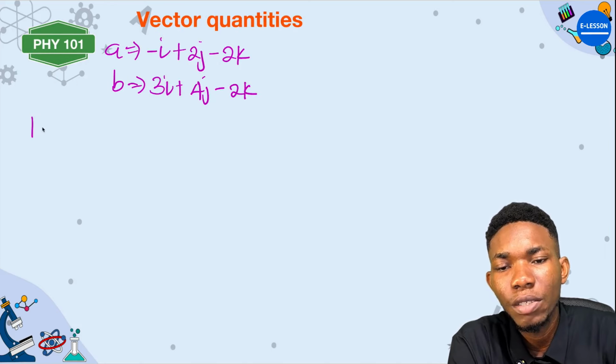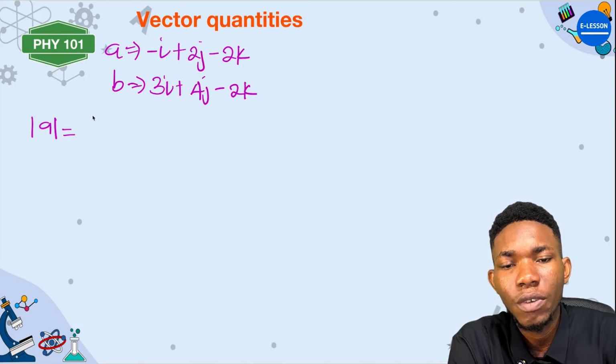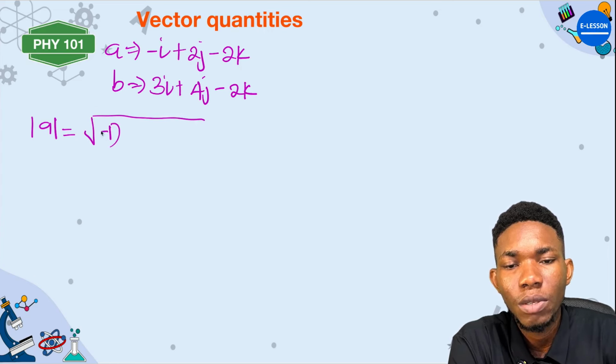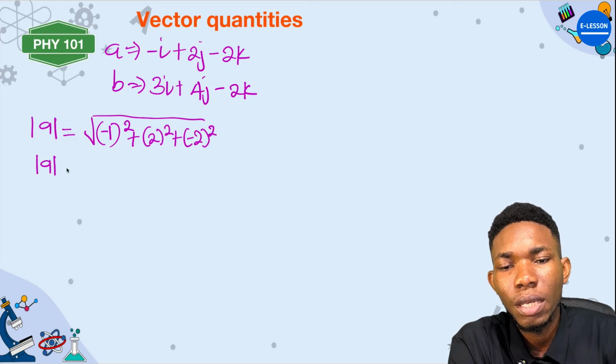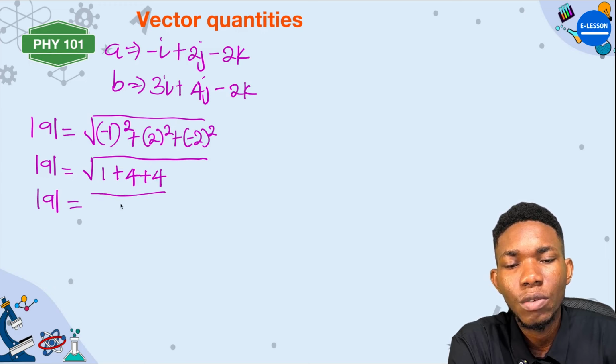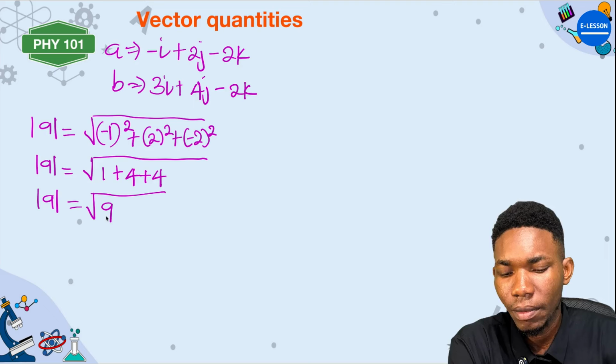Now, how do you find the magnitude of A? Based on what I have taught you so far, to find the magnitude of A, just square everything you have here. This is minus 1. So you have minus 1 squared plus what? 2 squared plus what? Minus 2 squared. So the magnitude of A will be the square root. 1 squared will give us 1, 2 squared will give us 4, 2 squared will give us 4. So the magnitude of A will be equal to the square root of 1 plus 4 plus 4, which will give us what? 9. Is that okay?